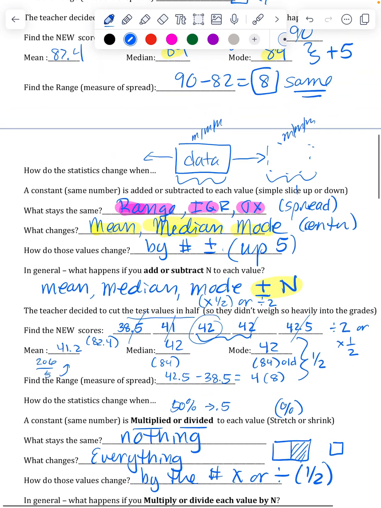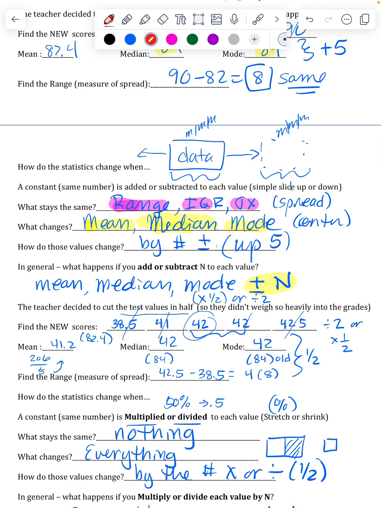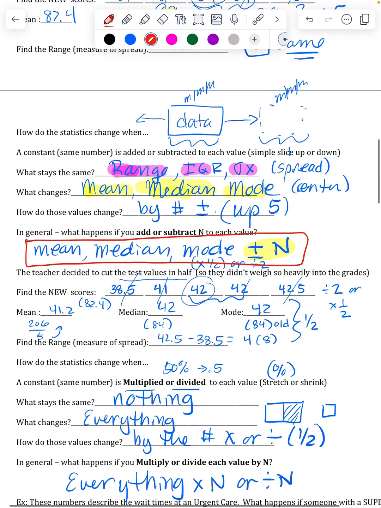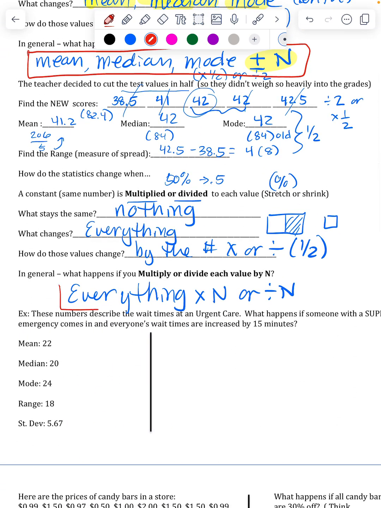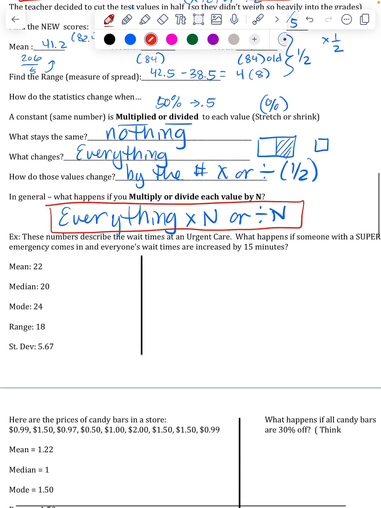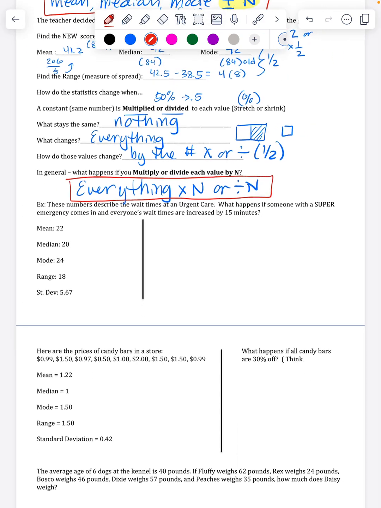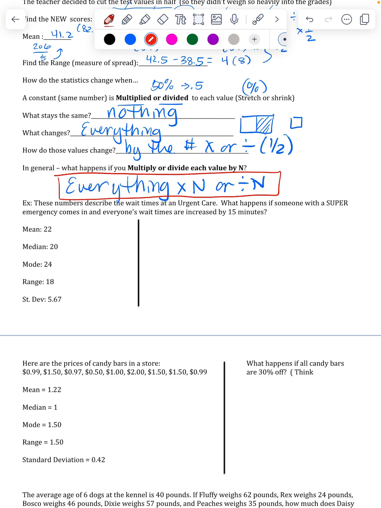Versus when we were adding and subtracting, the only things that changed were the mean, median, mode. So adding and subtracting change the measures of center. Multiplying or dividing changes everything. So when you have a situation like this, you have to decide if you're adding, subtracting, multiplying, or dividing.